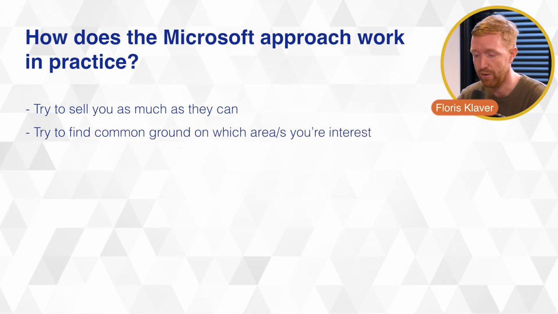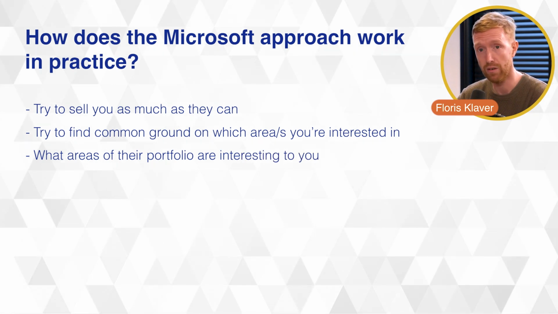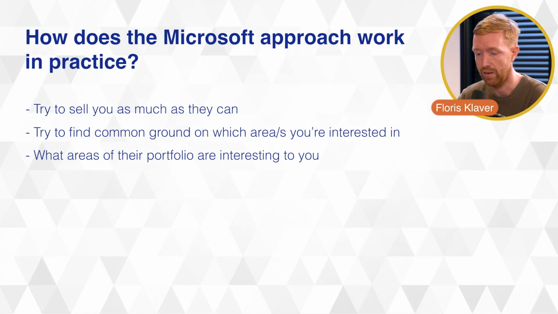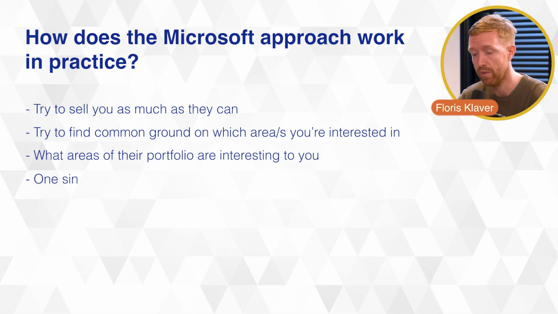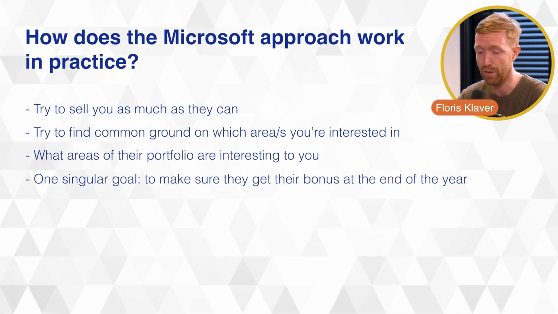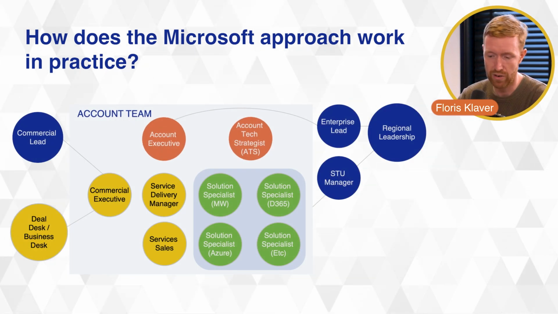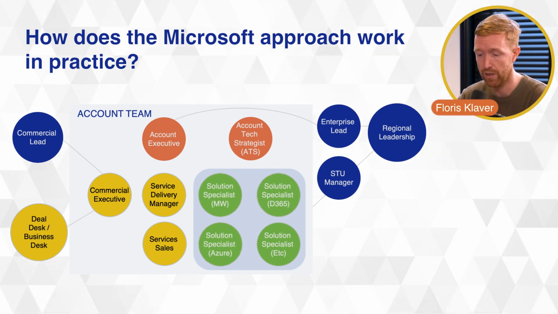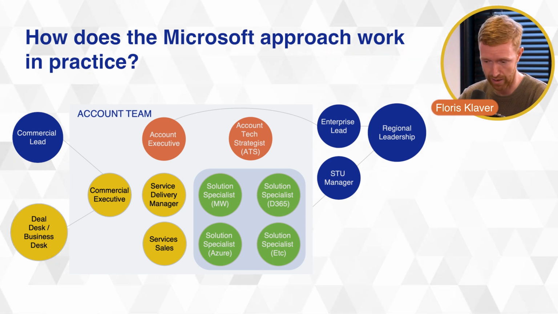They try to find common ground. Where are you interested in? What areas of their portfolio are interesting to them, etc., etc. So if you look at it from that perspective, then you know that Microsoft might be very big, but your account team is very small. And your very small account team has one singular goal, which is to make sure that they get their bonus at the end of the year. So everyone from account executives to account technology strategists, people working in the Microsoft Services department, all the solution specialists that you might be aware of, like Modern Workplace, Dynamics 365, Azure, etc. They all have their individual targets, and they all have that responsibility to their management to make sure that you, as a customer of Microsoft, spend as much money on them instead of other IT companies. And if you go into your negotiation from that perspective, then you know one thing for sure: you're not a small fish. You are a very big whale, and they want to grab that potential from you.